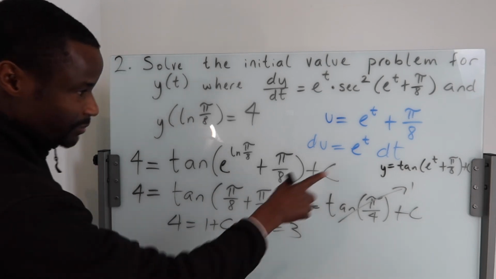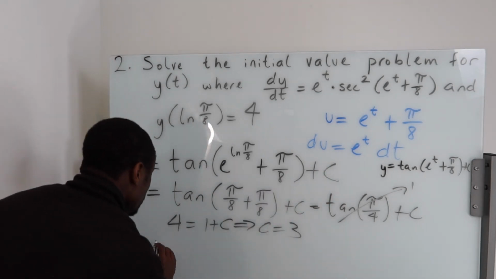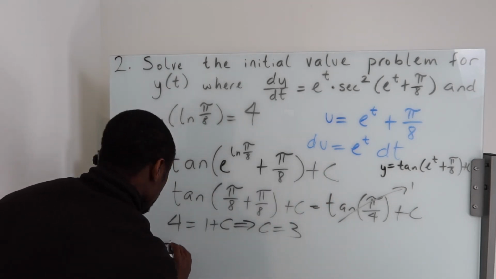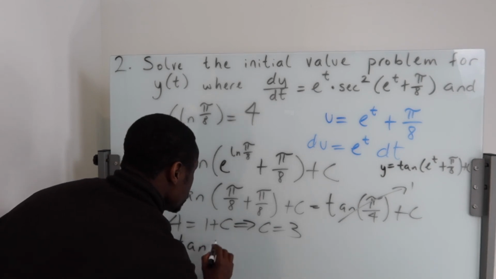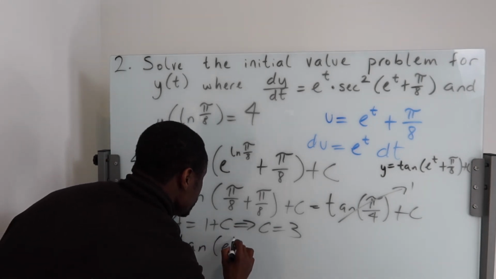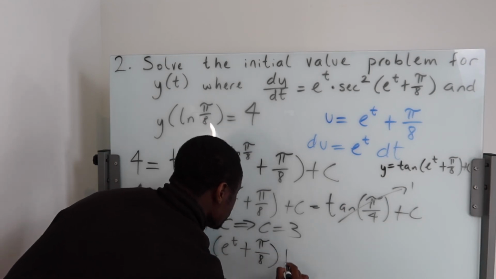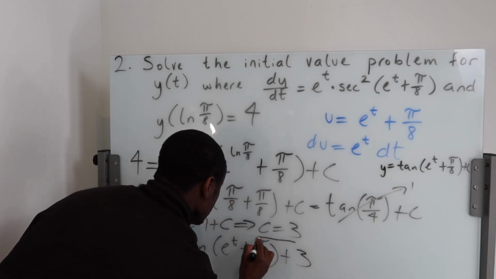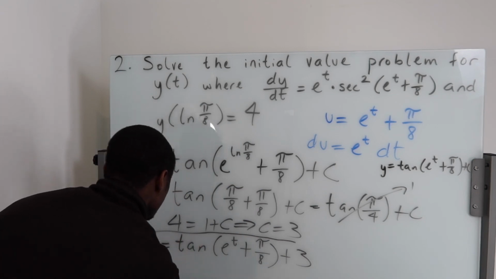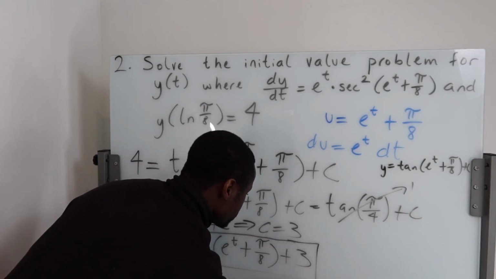Let's go ahead and simply substitute our 3 for c. We have our final answer. We get y equals tangent of e to the t plus pi over 8, plus 3. And there's our final answer.